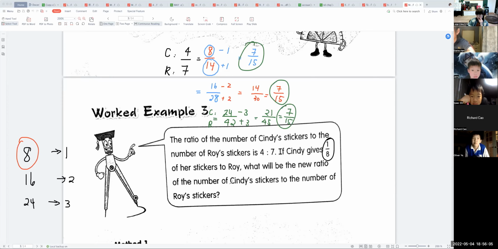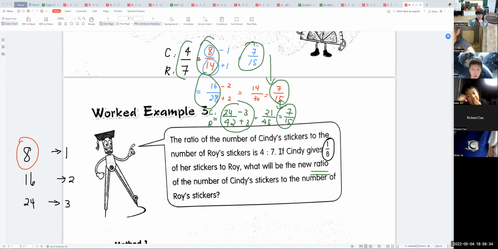Remember, this method can only be used for ratios, because no matter how many stickers each of them has, it doesn't affect the ratio. When you have the ratio, it is always the simplest form. So no matter how many stickers they have at the very beginning, it's not going to affect the final answer. If the question asked how many stickers Cindy and Roy each originally had, we cannot use this basic information to calculate the answer. It's not enough information. Understood?